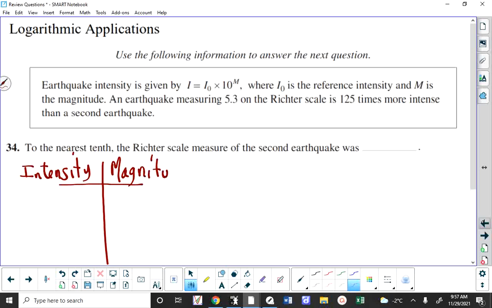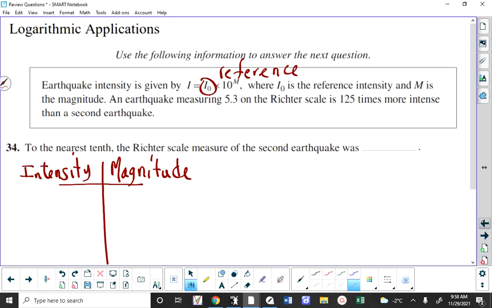I better back up. Intensity is the thing that tells us something about what's really happening, how much the ground is shaking. So you might say, why invent a new scale? Why not just talk about intensity? Because when you go from magnitude 1 to magnitude 9, it's 100 million times more intense. So the numbers get very big. Okay. You're also told that this is a reference intensity, which is kind of a bizarre thing to say, but it's just some number.